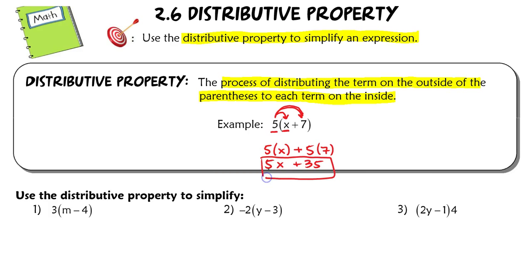Now notice I can't combine these. Some people will try to write this as like 40x or something. But remember, we can't combine this because this has an x and this does not have an x. So this would be incorrect. We leave it as 5x plus 35.